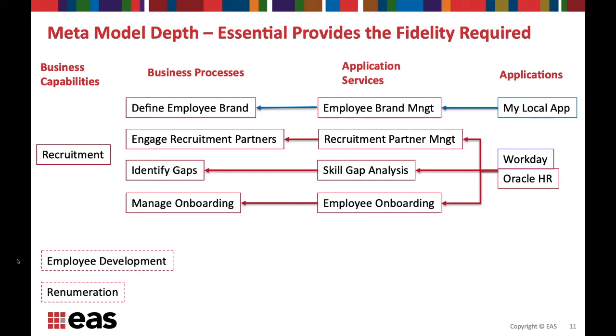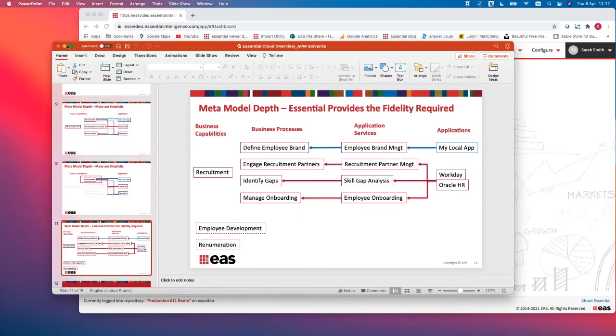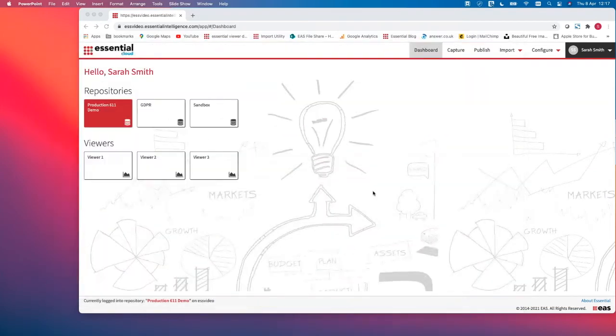OK, so what I'm going to do now is just give you a demo. So hopefully now you should be able to see my screen with the Essential Cloud on it. I don't know if I can just get a thumbs up. Sorry, I've lost my Teams. Can you see the Essential Cloud demo?